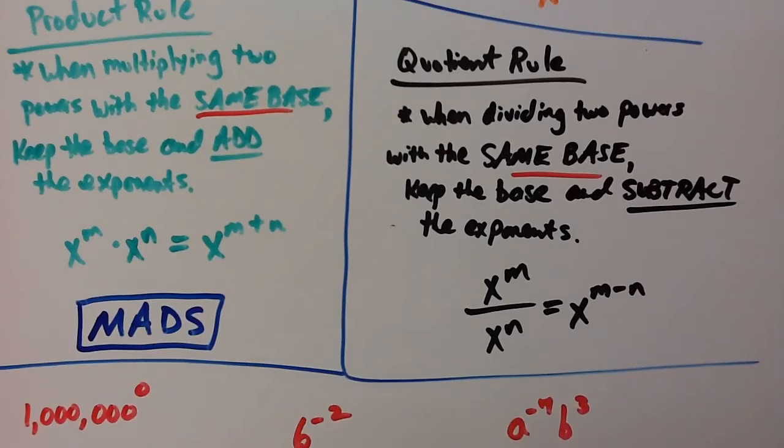Now, we're going to use the acronym MADS to help us remember the product and the quotient rule. MADS means when multiplying, we keep the base and add the exponents. And when we are dividing powers with the same base, we keep the base, subtract the exponents. So multiply, keep the base, add the exponents. When dividing, keep the base, subtract the exponents.